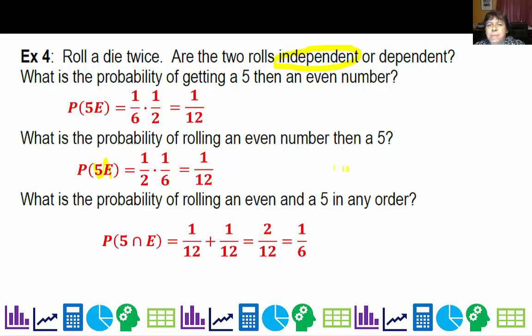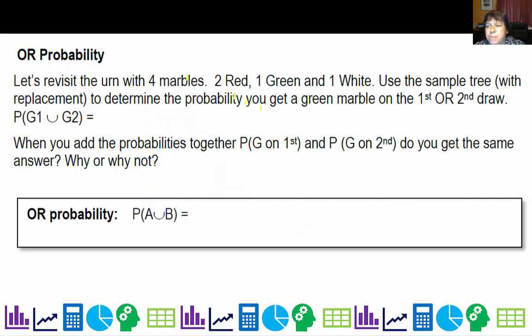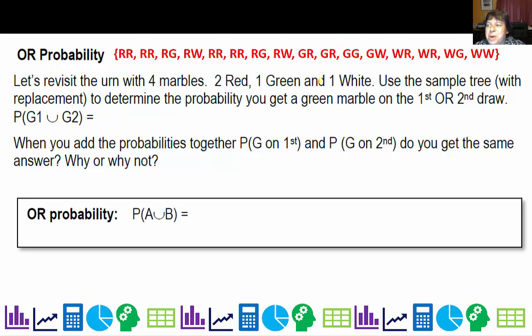So let's go ahead and talk about "or" probability. I'm going to revisit the urn with 4 marbles that has 2 red, 1 green, 1 white, and we're going to use the sample tree. First of all, I'm just going to write the outcomes here because the sample tree doesn't fit so well. And determine the probability you get a green marble on the first or second draw.